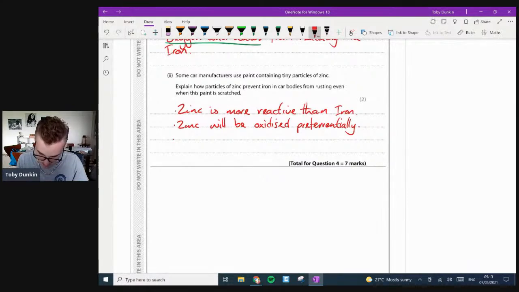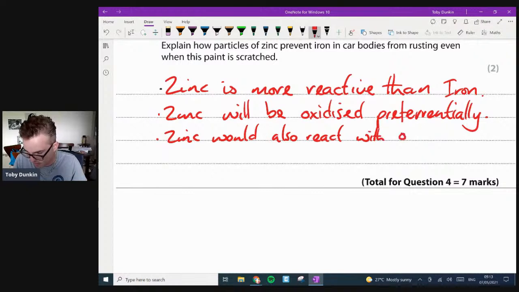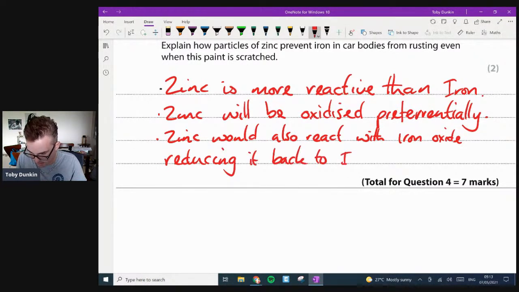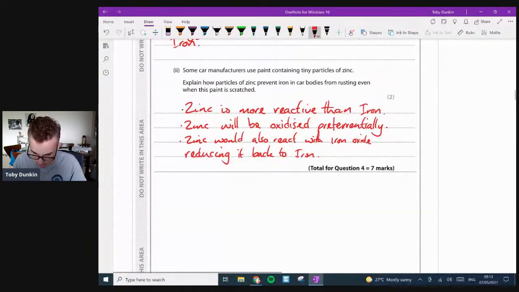I'm going to add another one. I'm going to say zinc would also react with iron oxide, reducing it back to iron. I think that's a really good note. If that was 3 marks, that's what I'd do. Okay, let's move on.